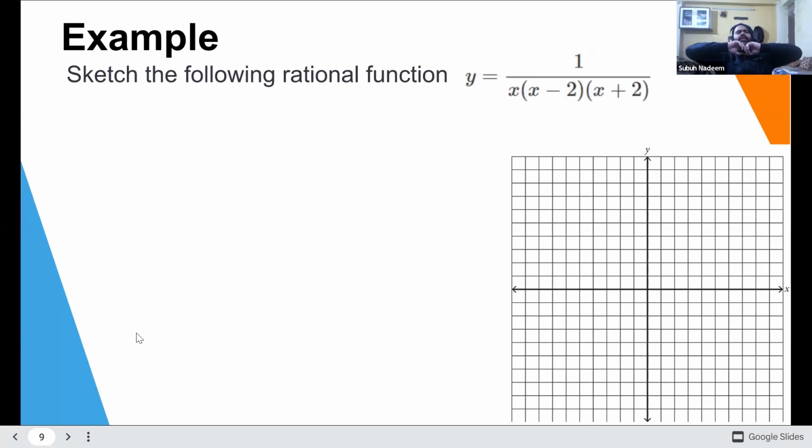So here the story is the same. The only thing is that it is cubic in the denominator. So here you don't have to apply 3 steps. It will be in 2 steps only, because you will draw the cubic polynomial and just take the reciprocal. There is no -2, -3, -4. So you will draw x into x minus 2 into x plus 2 and then you will take its reciprocal. Would you like to try or should I do it?